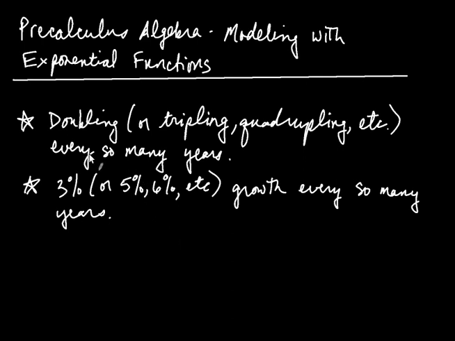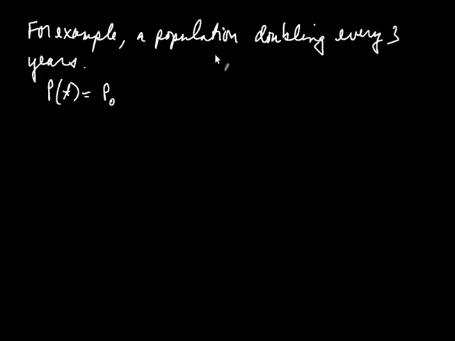All right, so let me show you why, for example, if you double every few years, that leads to exponential growth. So for example, population doubling every 3 years. Let's say this is the population at a time t in years, and p naught is the initial population. So what happens after 3 years? Well, it doubles every 3 years, right? So it's going to be twice what it was initially. And initially it was p naught.